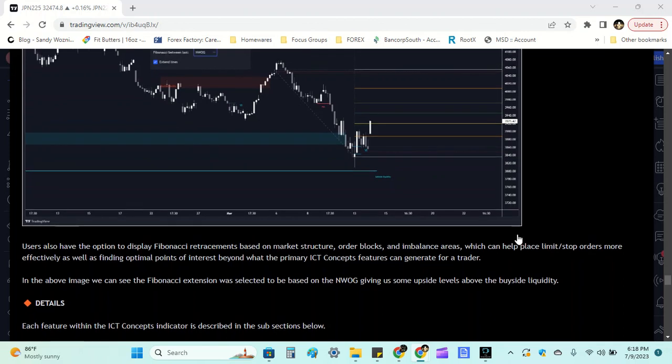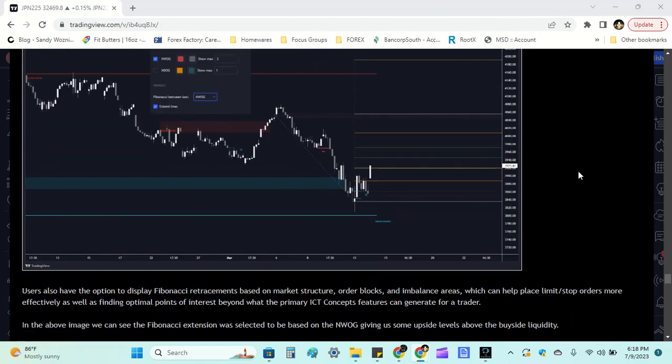In the above image, we can see the Fibonacci extension was selected to be based on the NWOG, or new week opening gap, giving us some upside levels above the buy side liquidity. So that's here, the buy side. Oh, no, I'm wrong about that. This is sell side liquidity here, this green line here, and then the red is the buy side liquidity. That botches me up because my colors are according to bullish and bearish. But this, see, is the buy side liquidity up here.